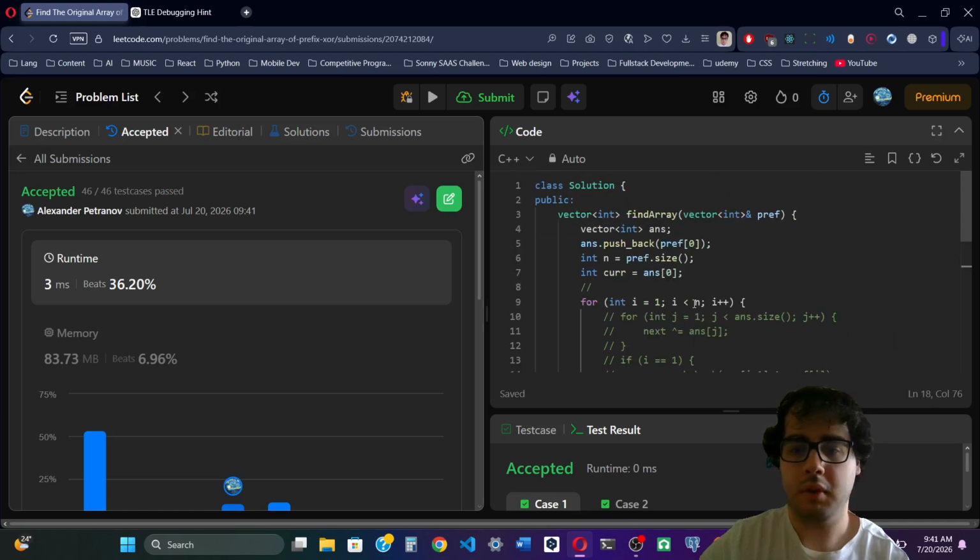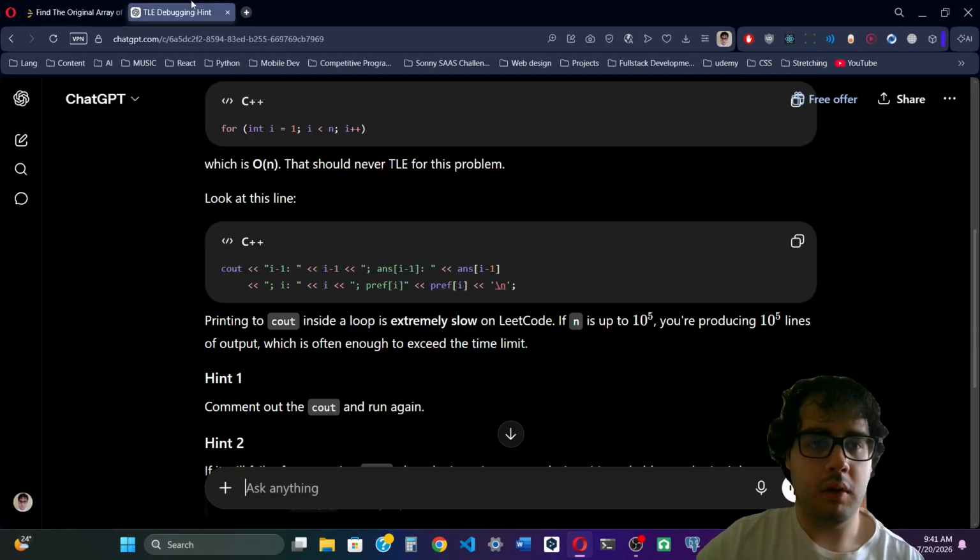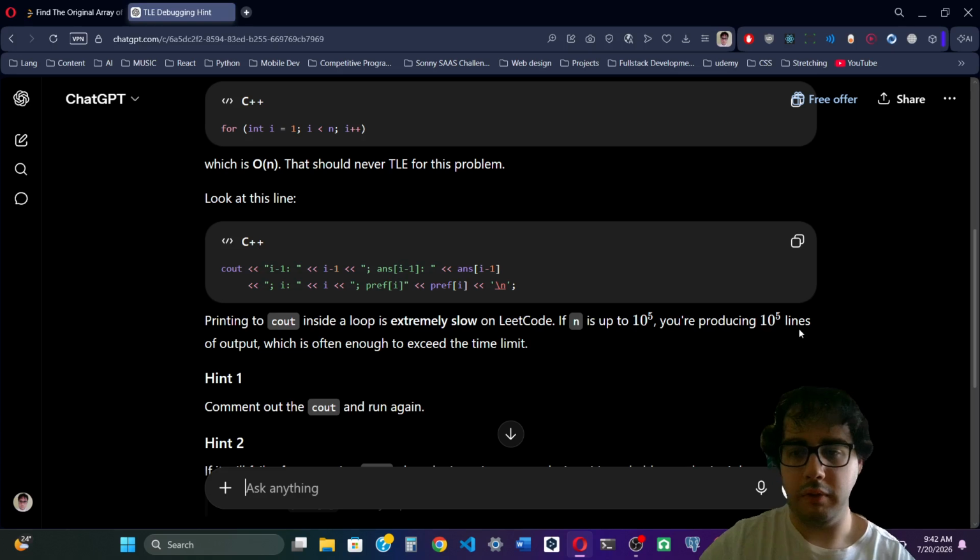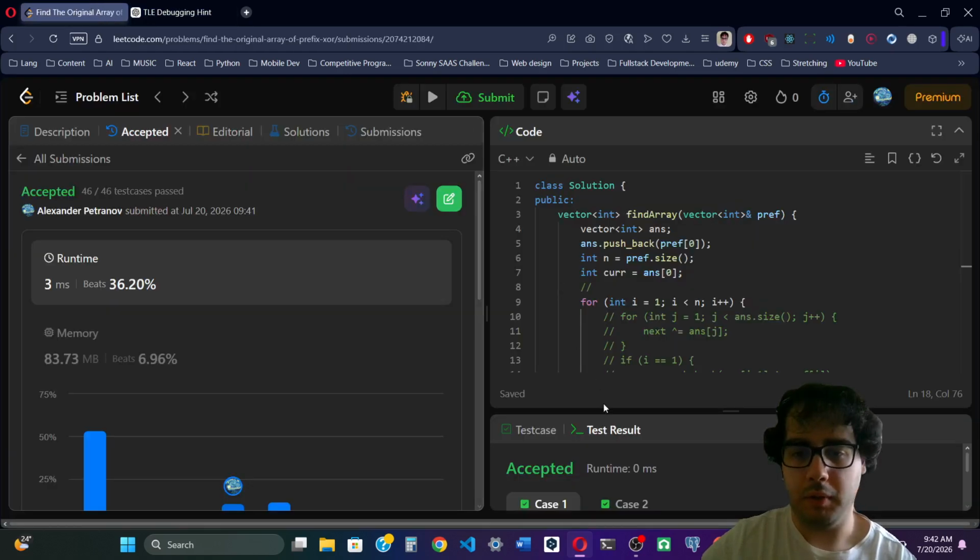Oh, okay. Guys, we got accepted. We got accepted, guys. Okay, so apparently printing to cout inside a loop is extremely slow on LeetCode. If n is up to 10 to the fifth, you're producing 10 to the fifth lines of output, which is often enough to exceed the time limit.